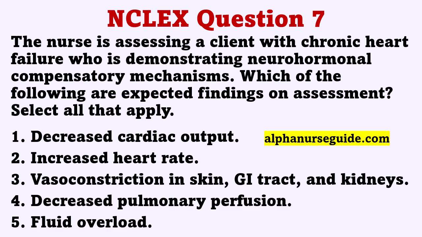Decreased renal perfusion due to low CO and vasoconstriction activates the renin-angiotensin-aldosterone process, resulting in the release of antidiuretic hormone. This causes fluid retention in an attempt to increase blood pressure, therefore cardiac output. In the damaged heart, this causes fluid overload. There is no parasympathetic response. Decreased pulmonary perfusion can be a result of fluid overload or concomitant pulmonary disease.